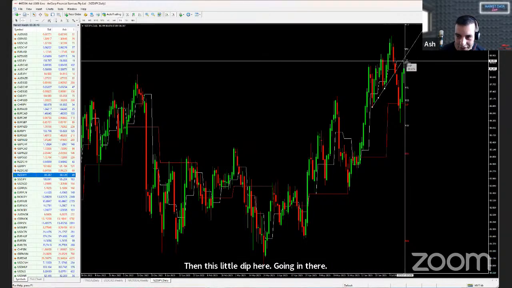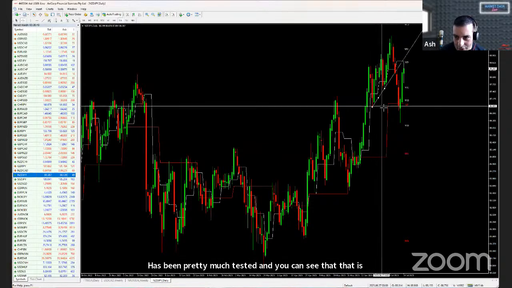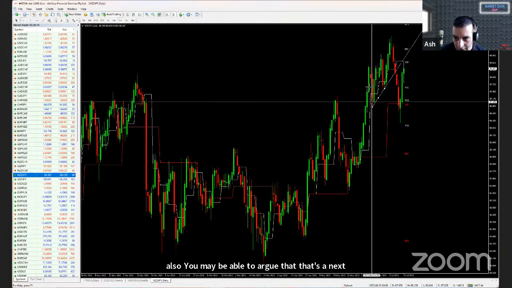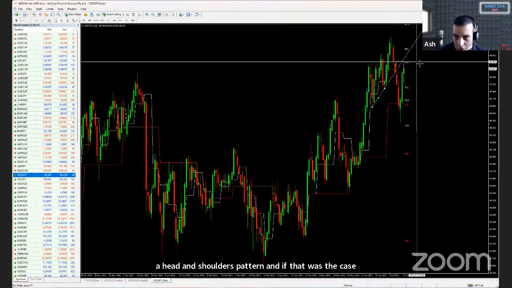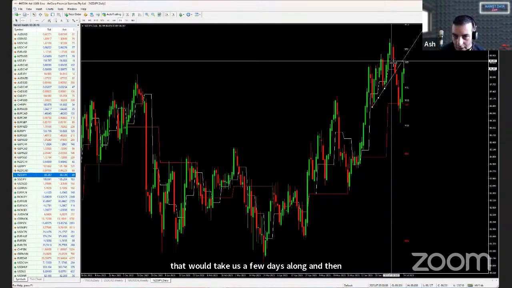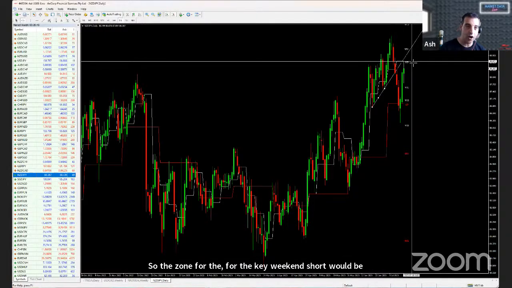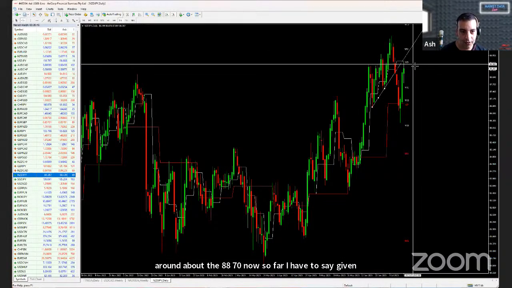has been pretty much tested, and you may be able to argue that that's a neckline of a head and shoulders pattern. And if that was the case, that would take us a few days along and then potentially be dropping. And that's the zone again. So the zone for the Kiwi yen short would be around about the 88.70. Now, so far, I have to say, given the technical picture, this one's the most attractive. So the Kiwi yen short would be front and center in my particular thinking this week.